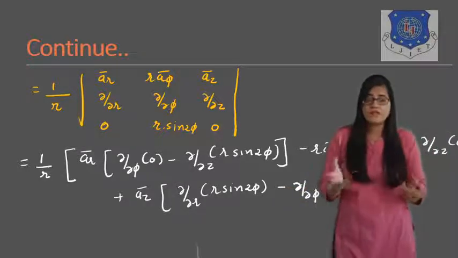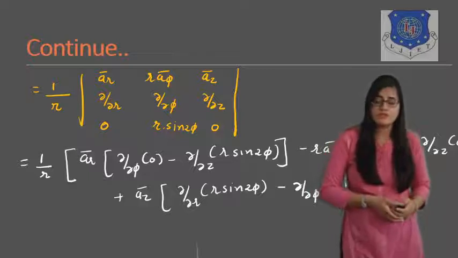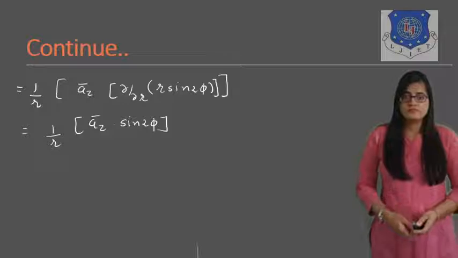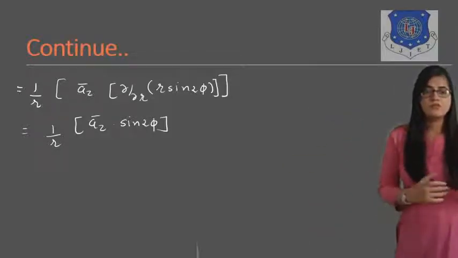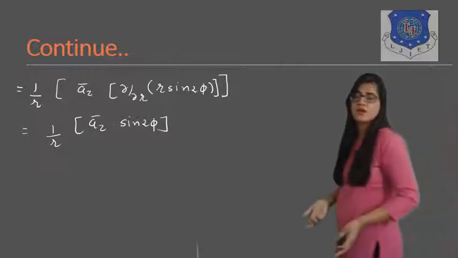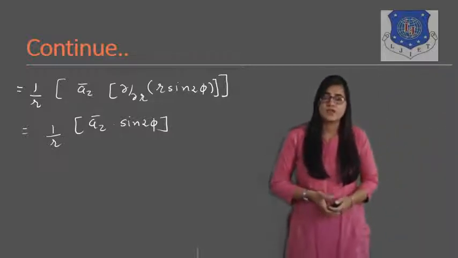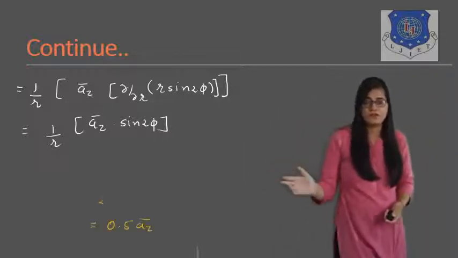Now let's do the partial differentiation and put the values in the equation. So it will be like this. Only the z component will be remaining. The other two components will be 0. So 1 upon r Az bar into sin 2 phi is the one remaining term.